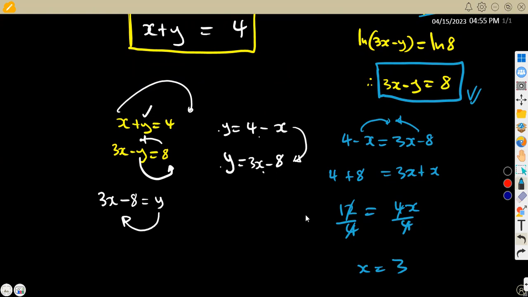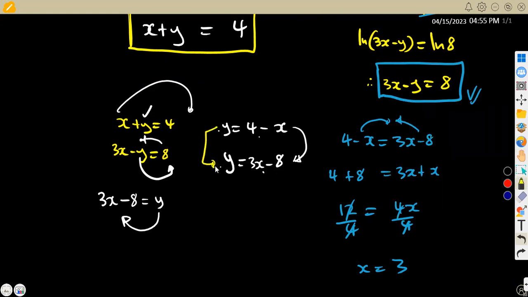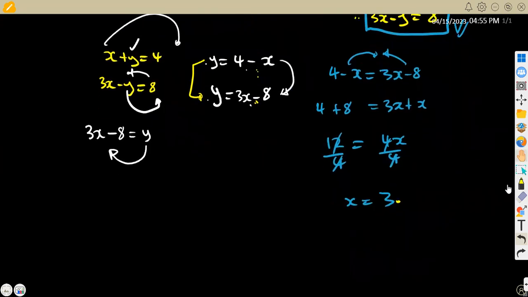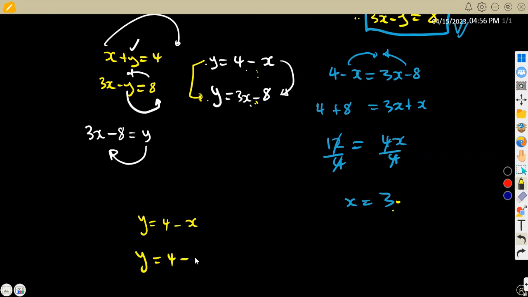To obtain the value of y, since we said these two equations of y are equal, you can substitute the value of x into any of these two equations so that we can have the corresponding value of y. So let's say I substitute into y is equal to 4 minus x. It's going to be y is equal to 4 minus 3. So y is going to be equal to 1.